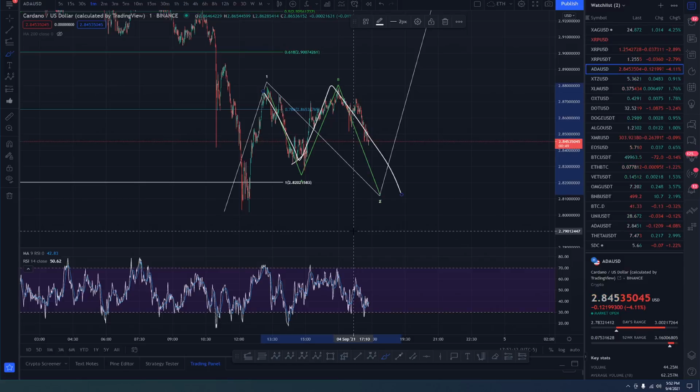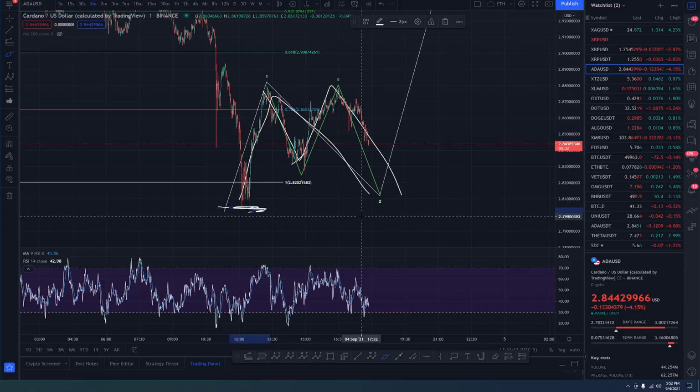We don't have the same structure, however, in BTC. That's ADA. This didn't break that high, did it? Oh yeah, it did. Yeah, it did. But yeah, it can break the high. It just can't break the low. If this is 1-2, this can't break that low.